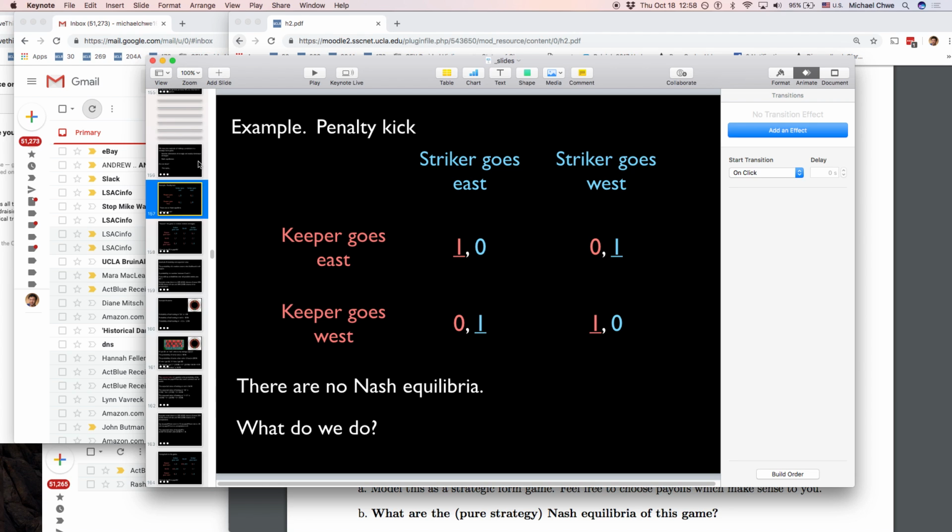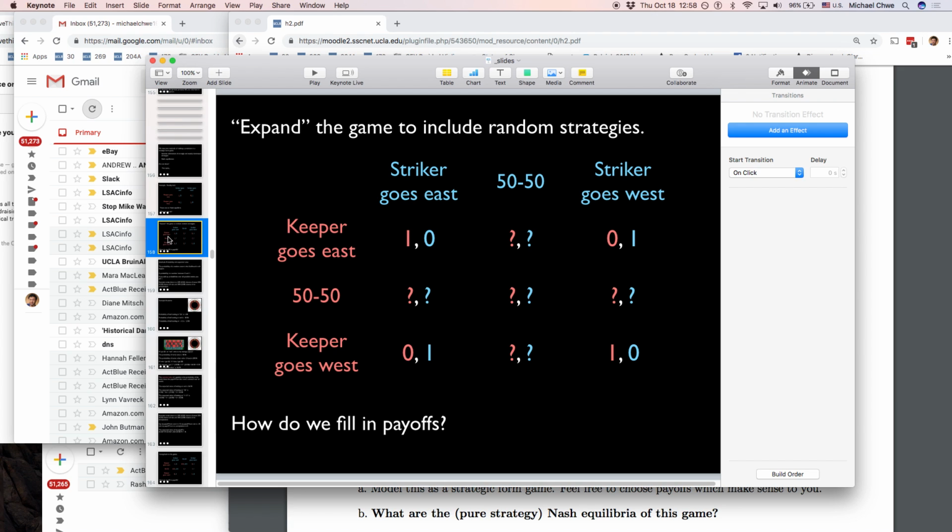One way to think about it is, in this game, there's no stable thing in some sense. It's not like I'm going to go east all the time, or west all the time. We always want to change. So people actually randomize, and we're going to have to consider randomization. That's why I threw in that 50-50 strategy. Is it clear why I put that in there? I had to, because that's what people actually do.